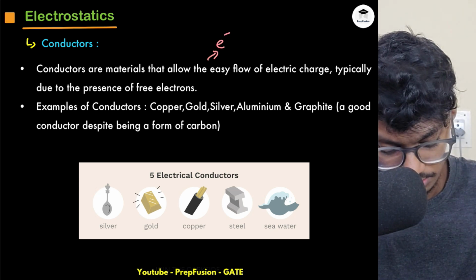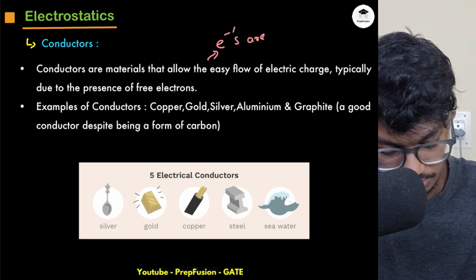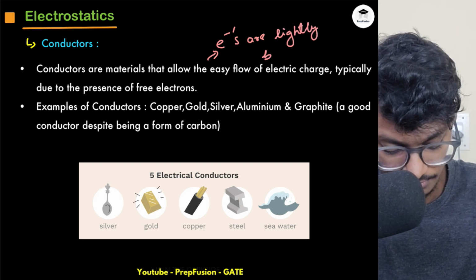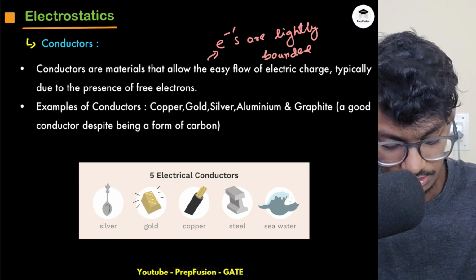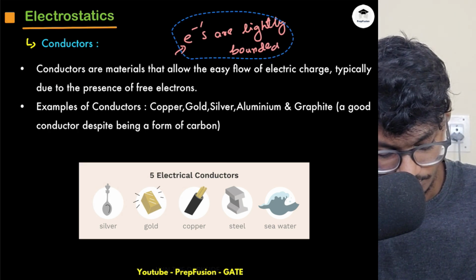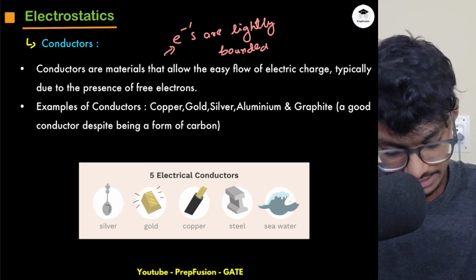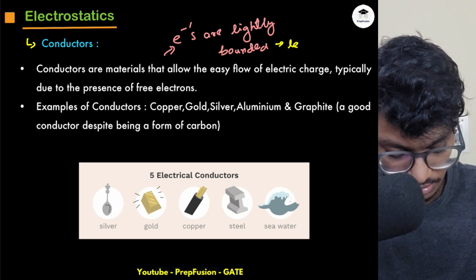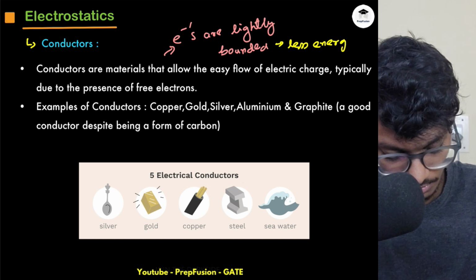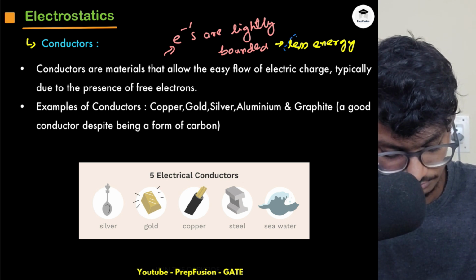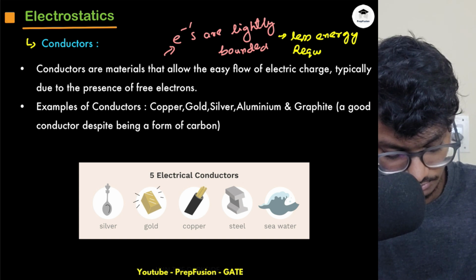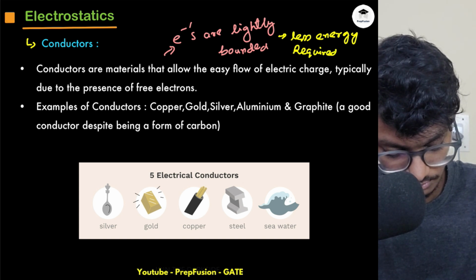Electrons are lightly bounded. Hence, less energy is required.